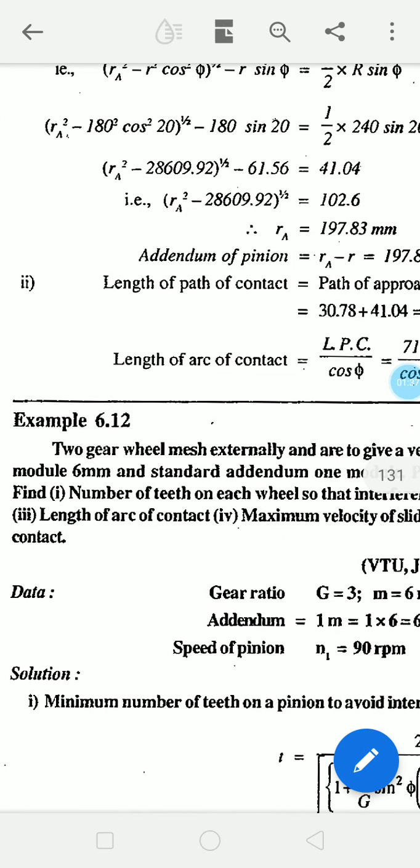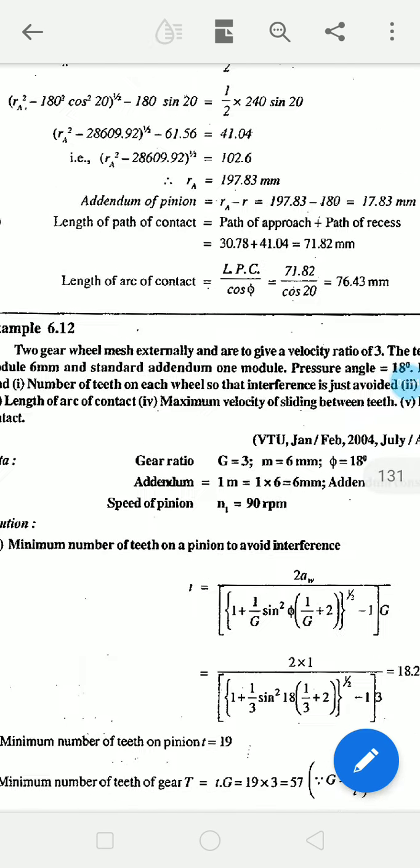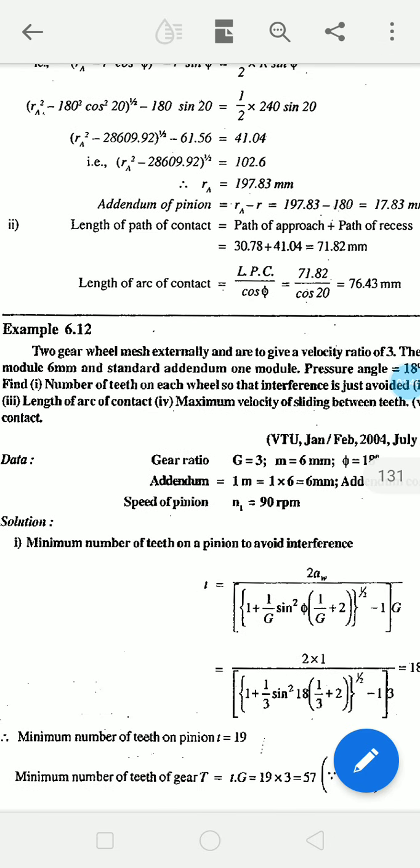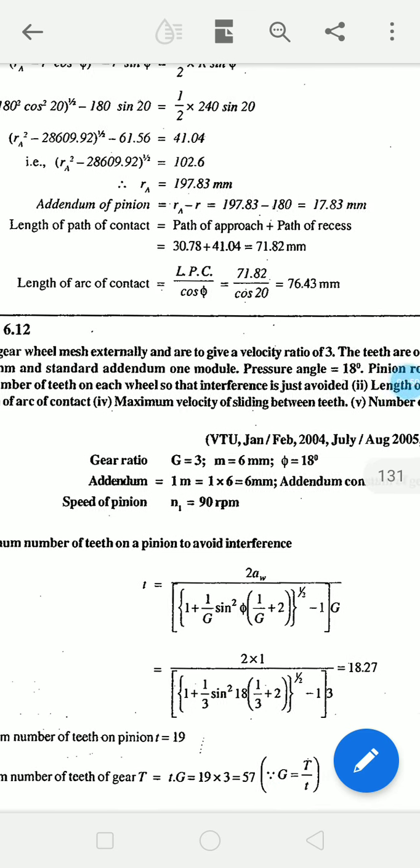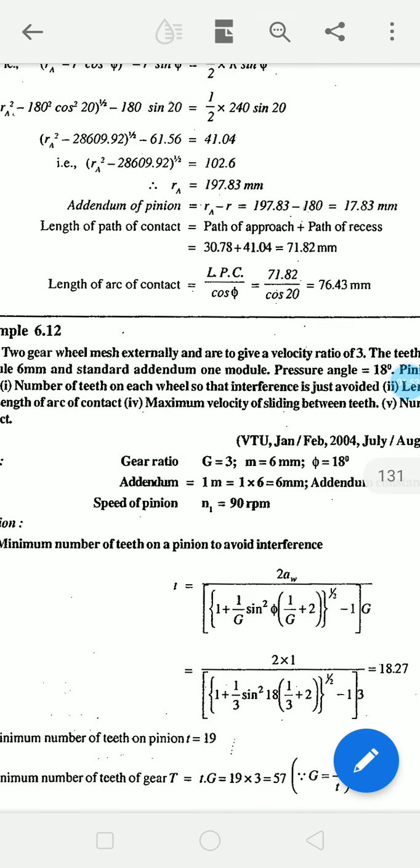So before that, let us write what the given data is in this problem. Two gear wheels mesh externally, and are to give a velocity ratio, that is G equal to 3. Already you know that velocity ratio, or also we can call it gear ratio, is given as 3. So what is gear ratio? G equal to number of teeth on gear to the number of teeth on pinion.